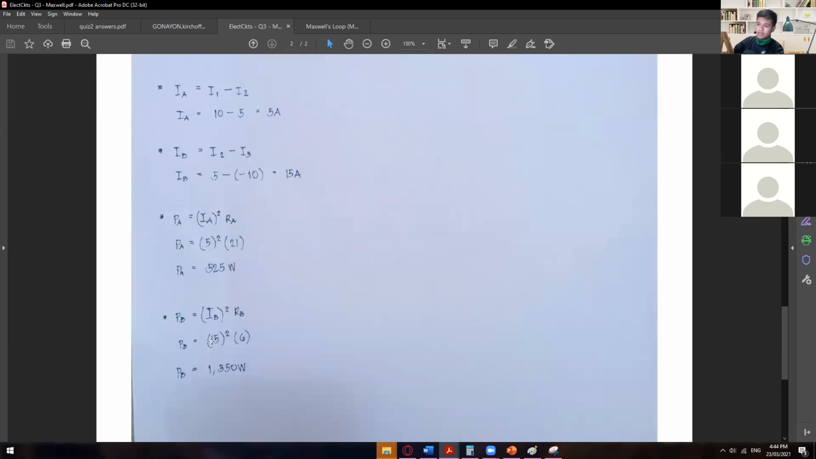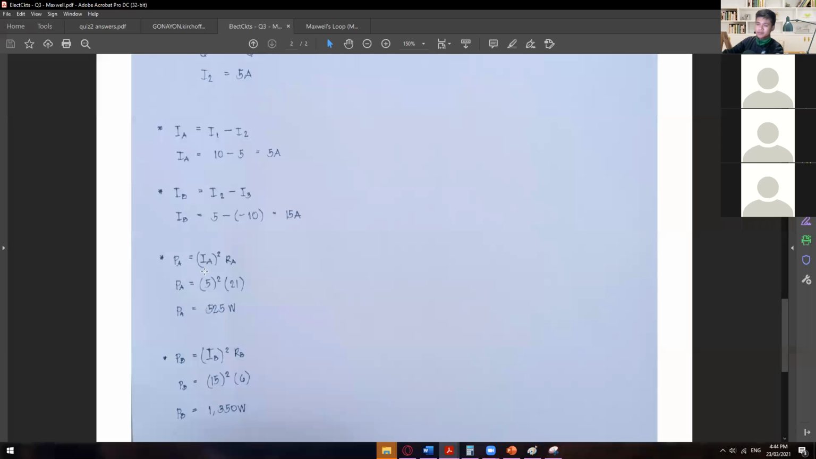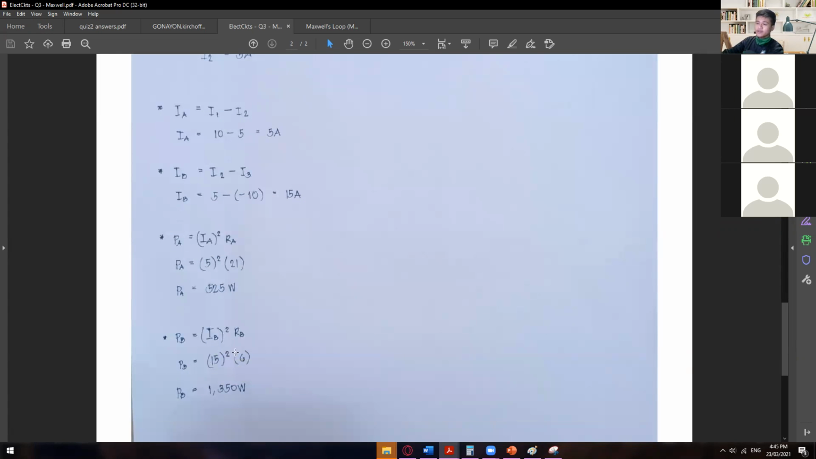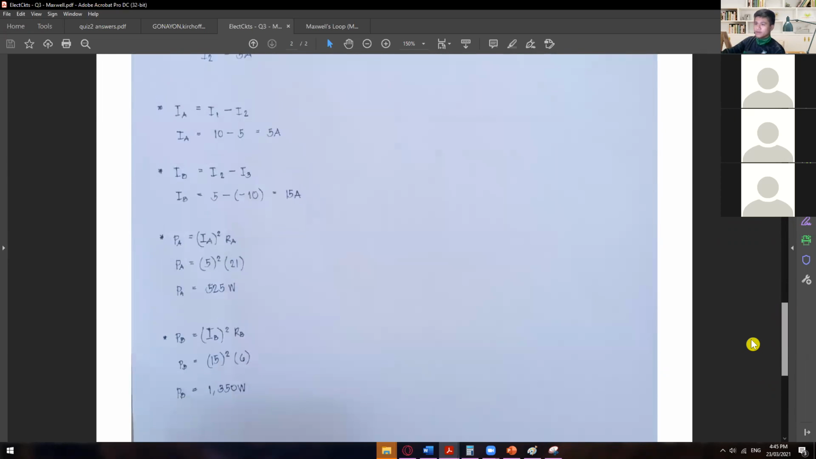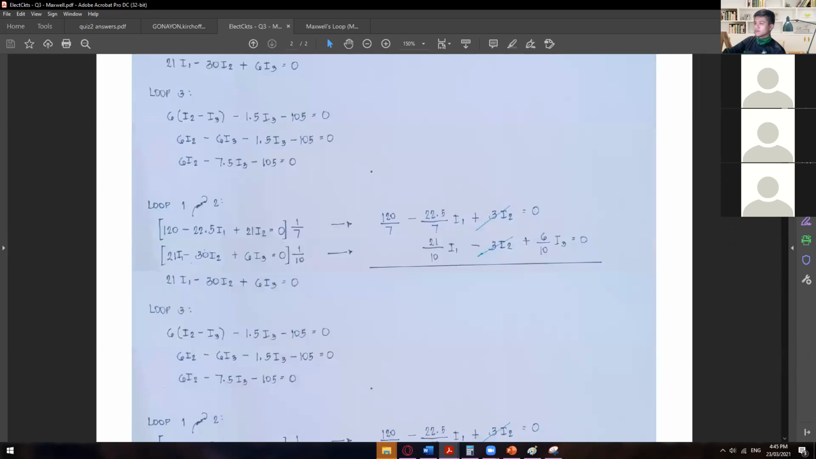And for the power across A and power across B, as long as you have the value of IA and IB, then you can perform this equation: P is equal to I squared times R. So IA is 5, so 5 squared times the resistance across it, which is 21. So 5 squared is 25 times 21 is equal to 525 watts. The same with the PB: 15 squared times 6 will give you 1350 watts. All right, so that's how you answer this question.